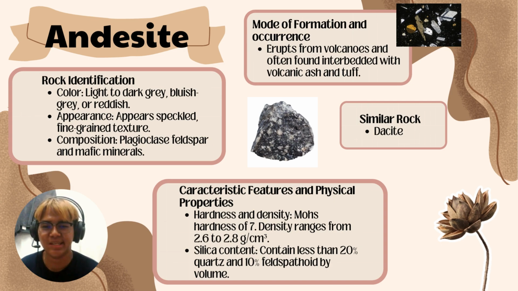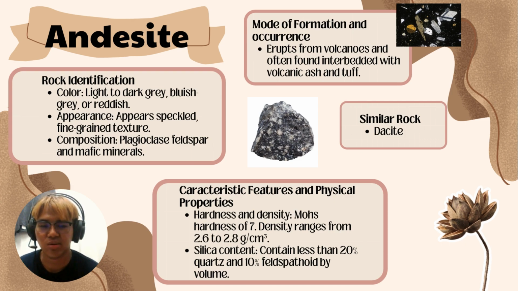In this part, I will explain the rock identification of three types of rock: igneous, sedimentary, and metamorphic. The first one is igneous, which is andesite. For rock identification, the color is light to dark gray, bluish gray, or reddish. Andesite typically appears sparkly due to its mineral composition. It has a fine-grained texture, meaning its interlocking crystals cannot be seen by the naked eye.